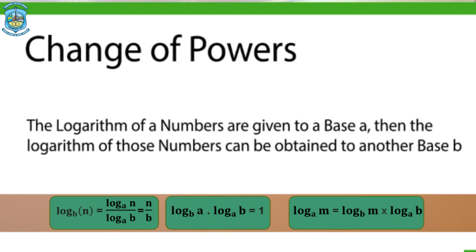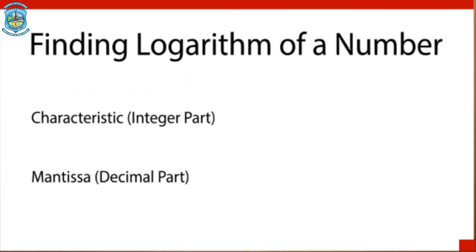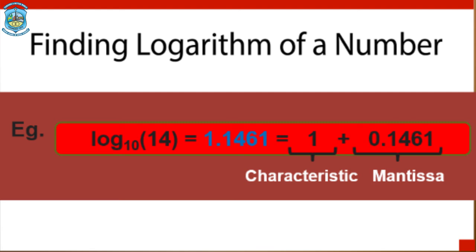Okay. Now we come to the most important part of logarithm, that is how to find the logarithm of a number. The logarithm of a number consists of two parts. The first part is called characteristic and the second part is called mantissa. The characteristic part is the integer part of a logarithm and the mantissa part is the decimal part. We will use some rules to find characteristics, and for mantissa we make use of a log table. For example, log of 14 to the base 10 is equal to 1.1461. Here the integer part, that is 1, is called characteristic and the decimal part 0.1461 is called mantissa.